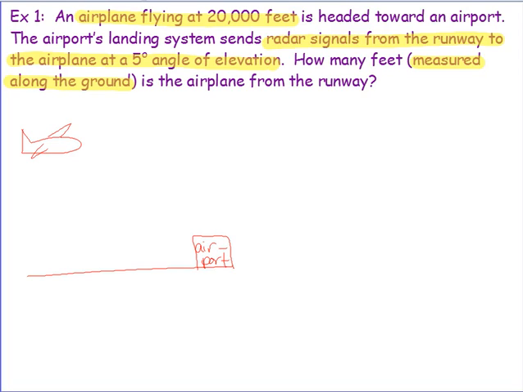So let's talk about what else we know. We know this airplane is 20,000 feet above the ground. So if I draw a line straight down from the airplane to form a nice right angle, this is 20,000 feet.